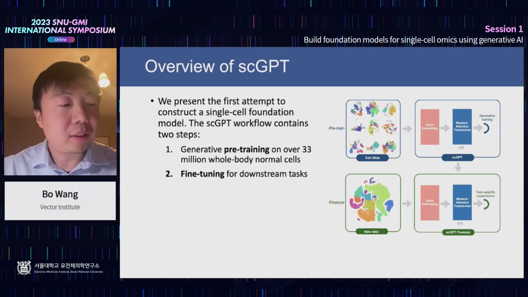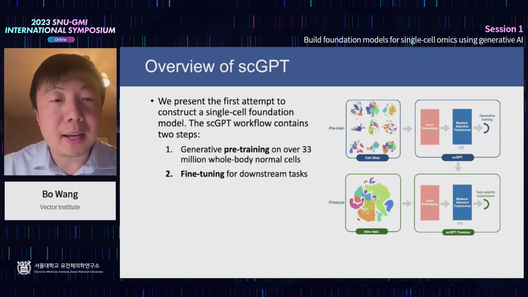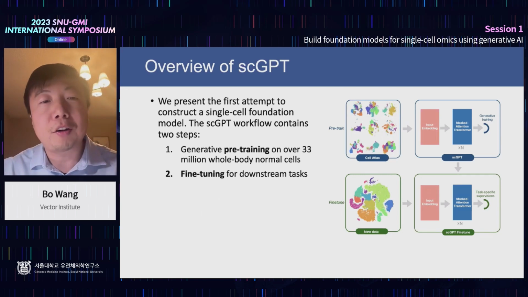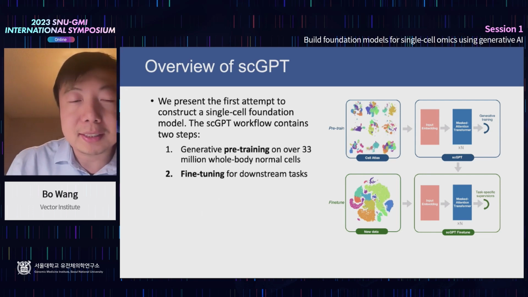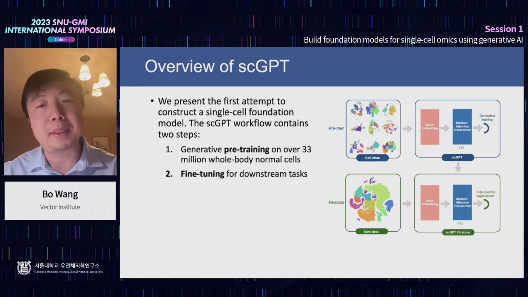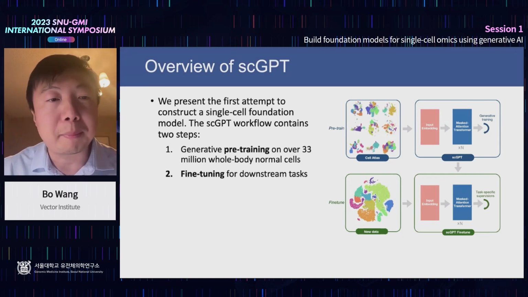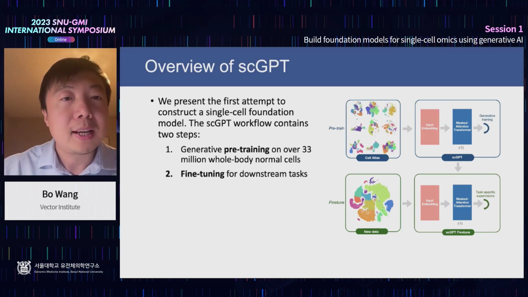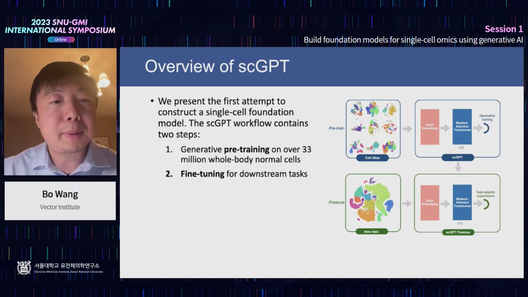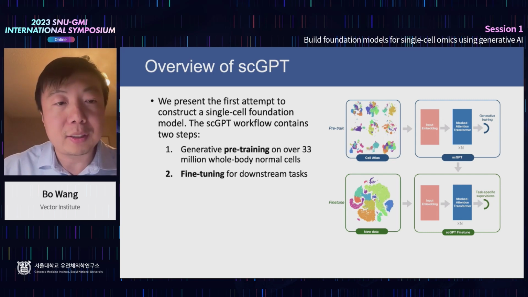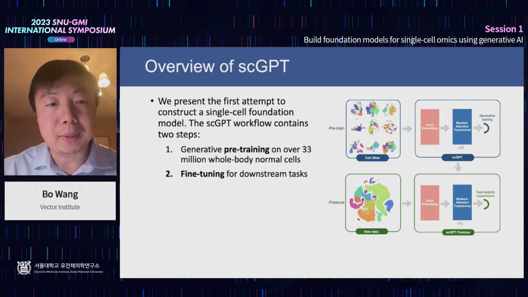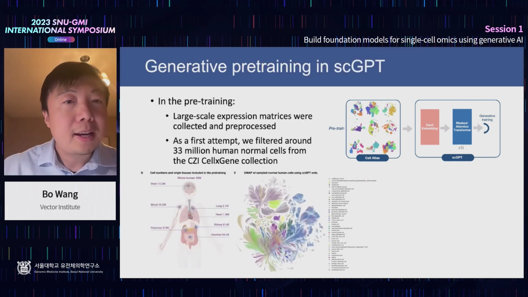So now, after going through these ABCD components, we were more or less confident that it is a good idea to start training scGPT, a foundation model for single cell. That's exactly what we did for the past few months. Specifically, scGPT consists of 2 steps. First, generative pre-training, and second, fine-tuning for downstream tasks. Let's look at these 2 steps one by one.